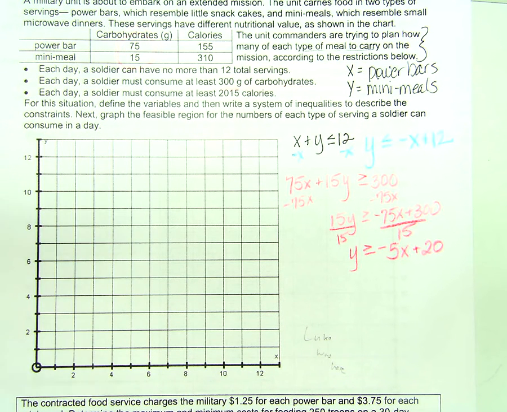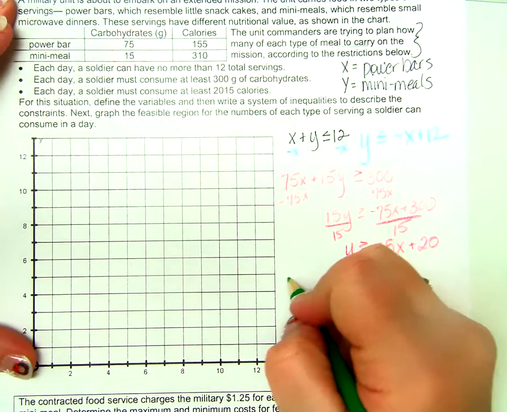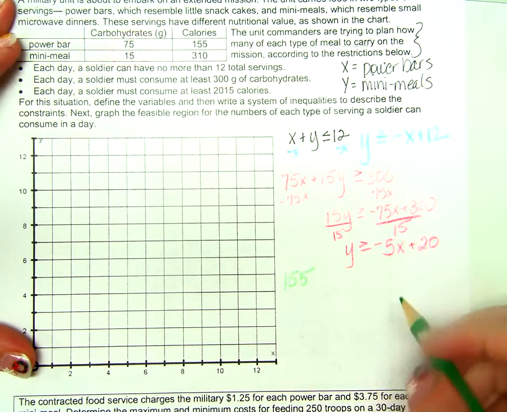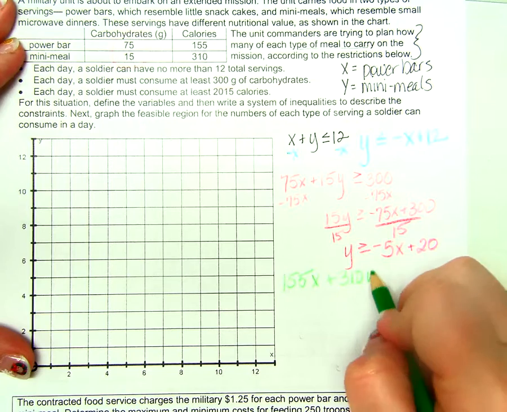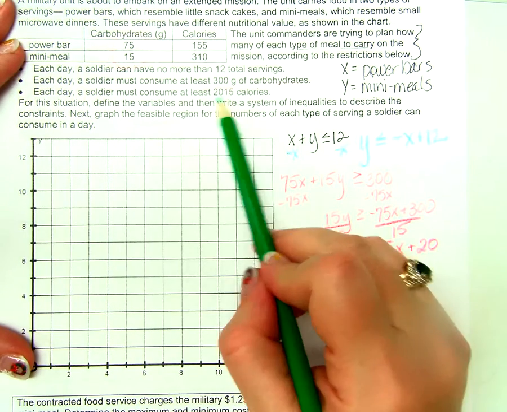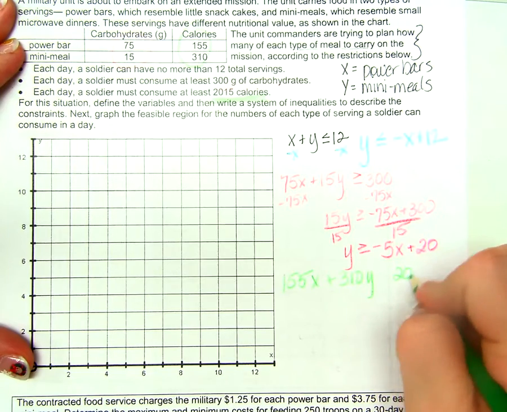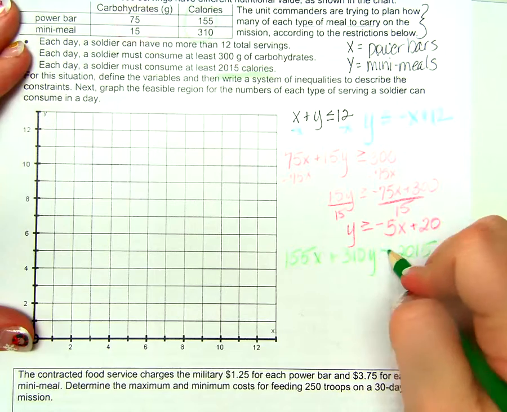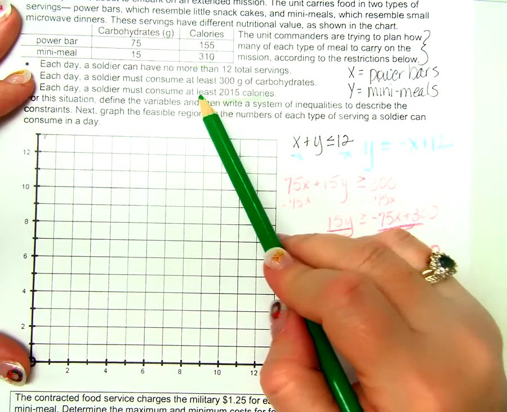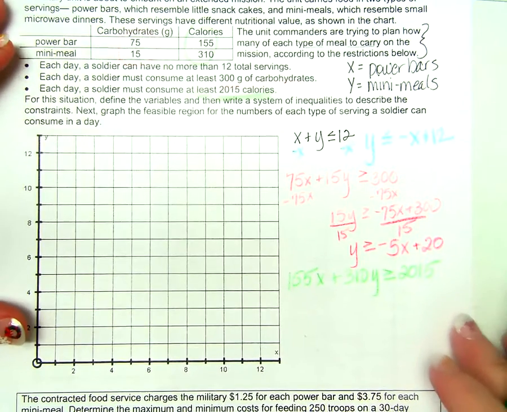Calories. Okay, what do we know about calories? There's 155 in a power bar, 310 in a mini meal. These 2015. So what's the sign that goes there? Why is it greater than or equal to? It says least. Oh, at least. Good. I'm glad you can argue that.